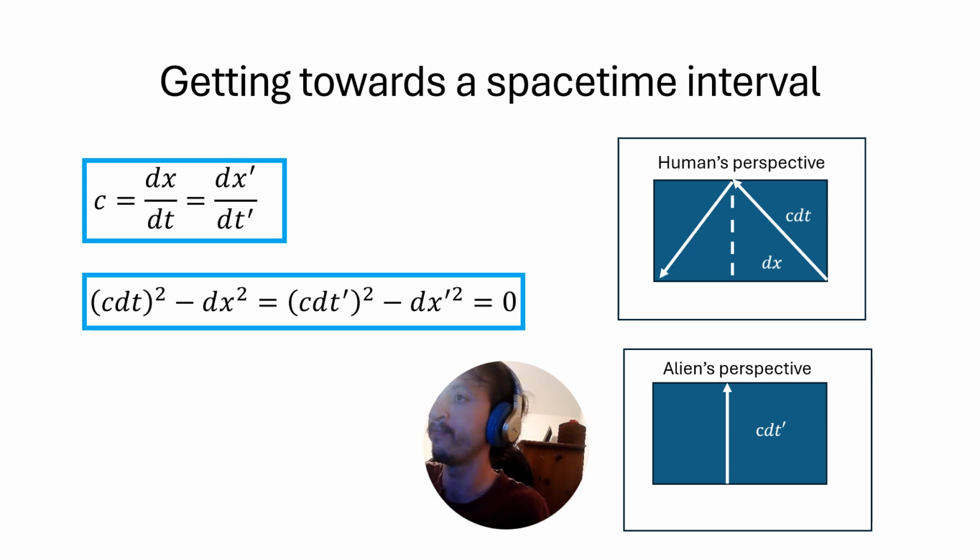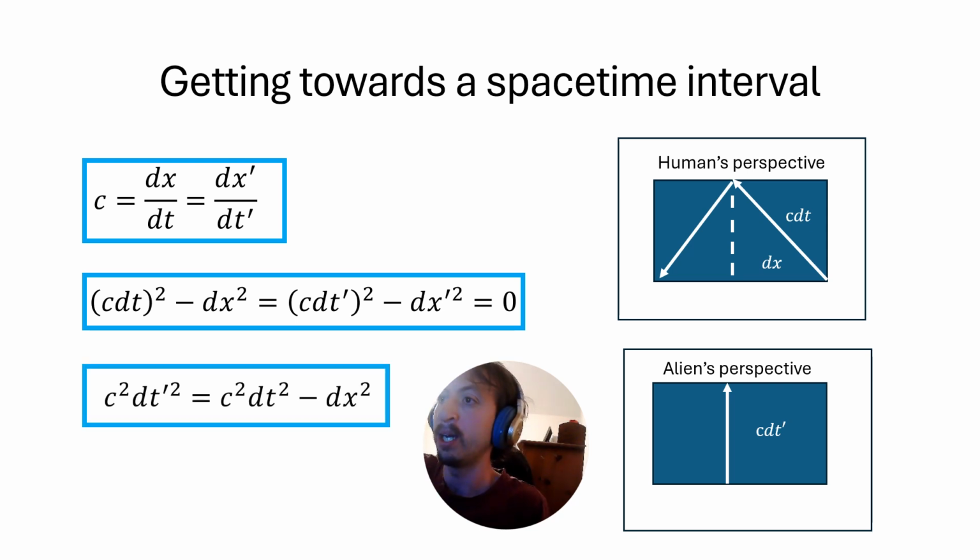So, putting all these sides of our right-angled triangle together, we can see that c dt would be the hypotenuse of our triangle, dx would be the horizontal base, and c dt prime would be the vertical side. Then, using Pythagoras' theorem, we can relate all these sides together. We can do that because these are lengths in three-dimensional space, and we calculate length in three-dimensional space using Pythagoras' theorem. When you do that and rearrange a bit, you end up with this expression.